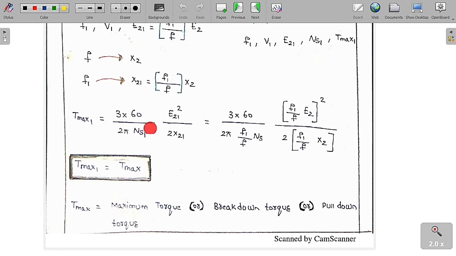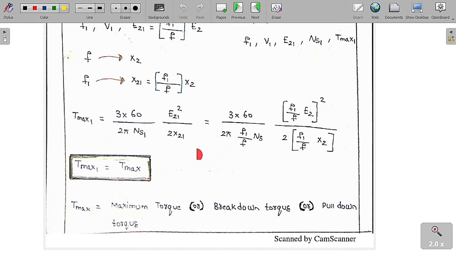Tmax1 is equal to 3 into 60 by 2 pi ns1 into E21 whole square by 2x21, because these are the new values. So 3 into 60 by 2 pi, where ns1 is nothing but f1 by f into ns, E21 is nothing but f1 by f into E2, and x21 is nothing but f1 by f into x2. You can see clearly these f1 by f ratios are going to get cancelled. So finally we get the old value, 3 into 60 by 2 pi ns into E2 square by 2x2, which is Tmax.